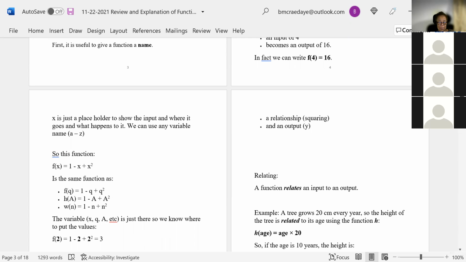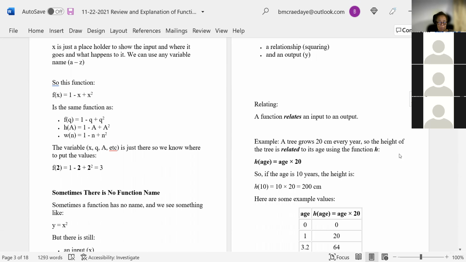Now, let me give you an example here. A tree grows 20 centimeters every year. So the height of the tree is related to its age using the function h. So h of age is equal to the age times 20. So if the age is 10 and we put 10 for the age, and notice we said h of age, h of 10. For the age, we put 10, we multiply it by 20, and we get the height as 200 centimeters.